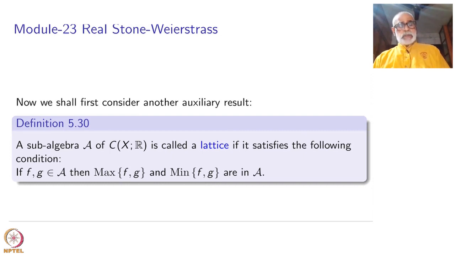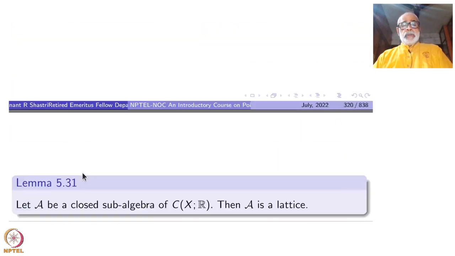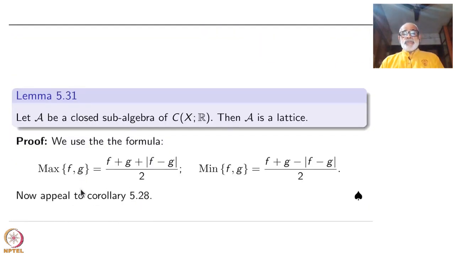So let us continue this study. Let A be a closed subalgebra. This concept you have already been introduced to earlier, a closed subalgebra of C(X,R). Then it is a lattice. Therefore, this comes to us free of charge. We want a closed subalgebra after all, so it is automatically a lattice. It is only the property of closed subalgebra, in addition, that we are going to exploit here now. That is the content of this lemma. So first let us say that a closed subalgebra is a lattice.